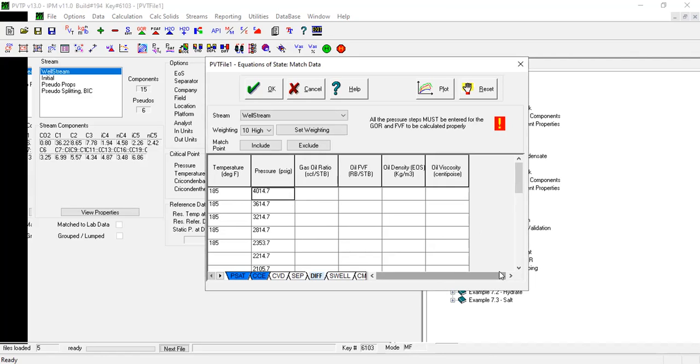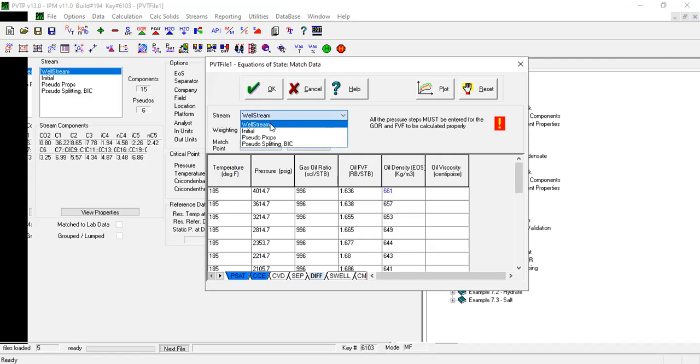Okay, so I will make the temperature. All right. Now the gas oil ratio. Oil formation volume factor. Oil density. Okay. So weighting 6, set weighting.